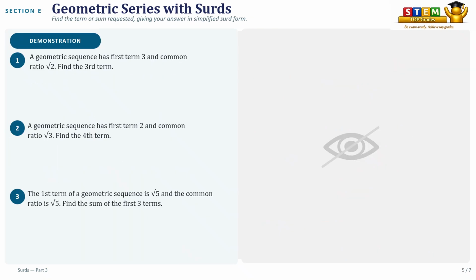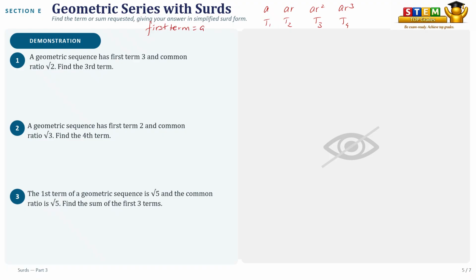This is our final part of this session, geometric series with surds. And what we've got to do is find a term or find the sum of terms. So here we go. Now, if you remember, when we started, the geometric series is A followed by AR, AR squared, AR cubed, and so on. So this is term 1, term 2, term 3, term 4, and so on. So A is the first term. Just as a reminder, first term is A.